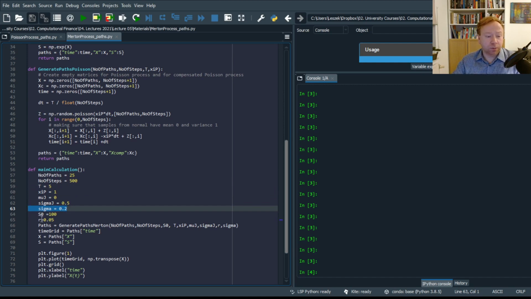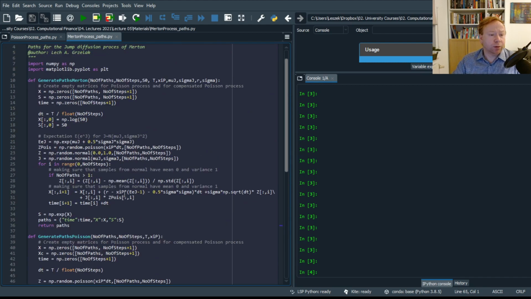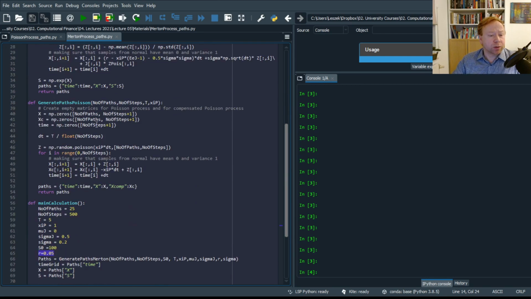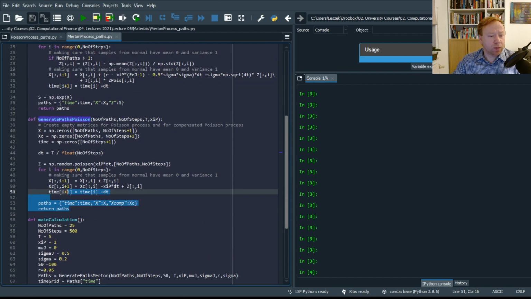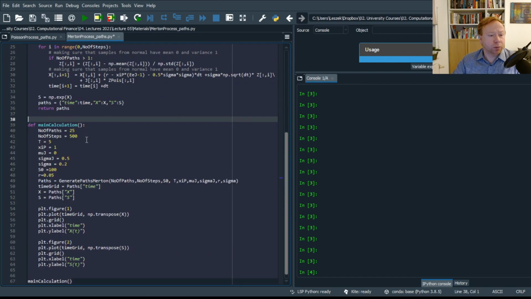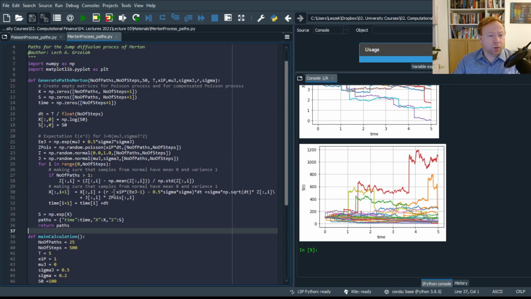We have some initial values for stock, and also interest rate. If we look at the dynamics, we see that we are not actually using a Poisson process, so this Poisson part can be removed. We don't use it anywhere.